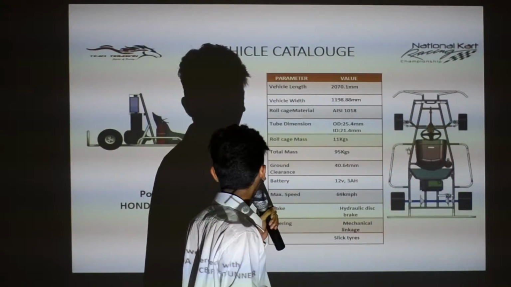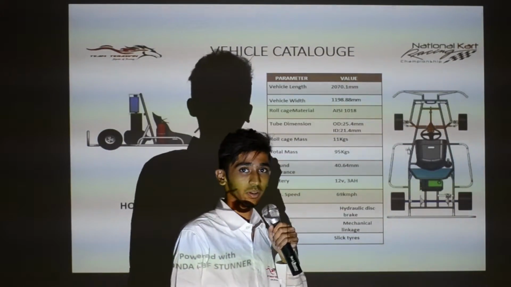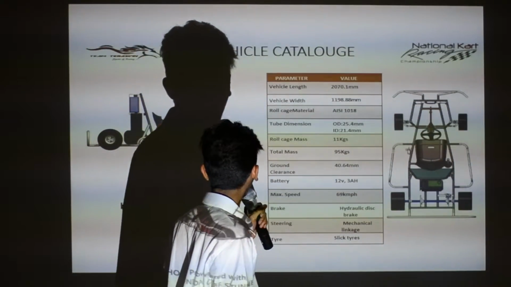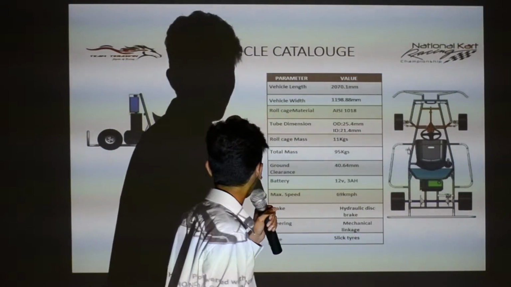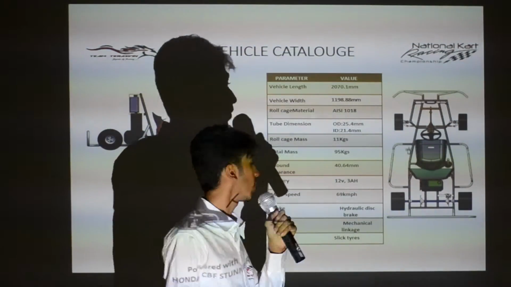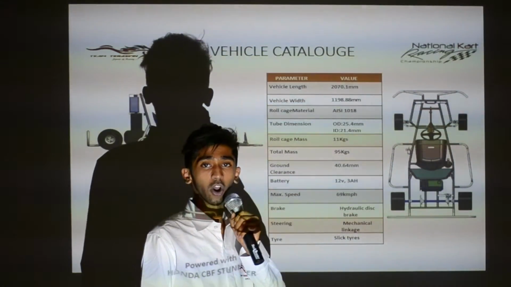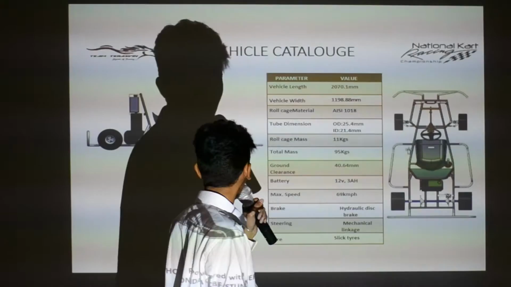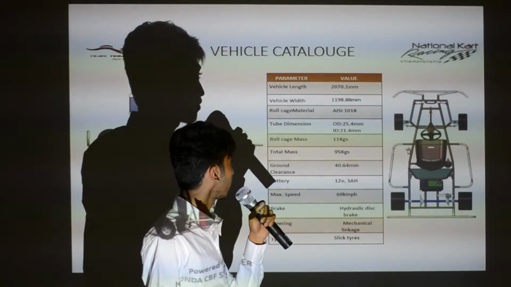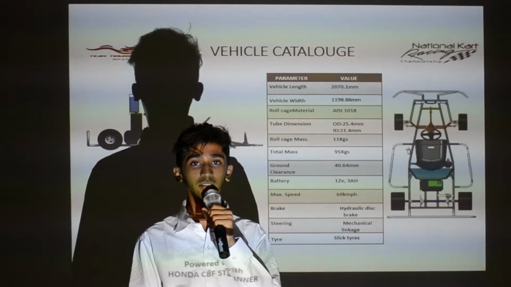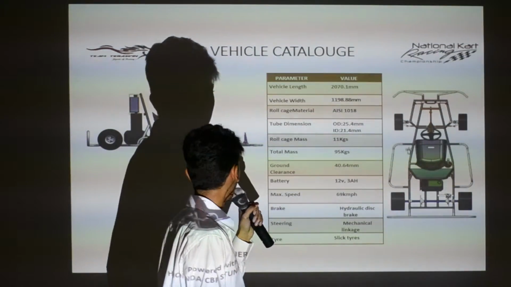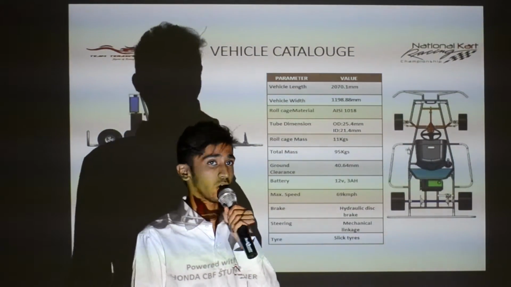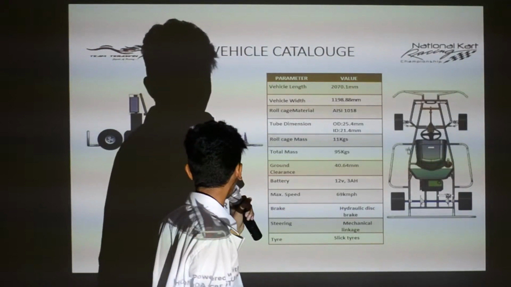Here's the CAD modeling of a vehicle. By design specification and analysis report, we have listed a few of our vehicle specifications. Firstly, vehicle length is 2070.1 mm, vehicle width is 1198.88 mm, which is calculated considering the autocross and skid pad tests in dynamic events. Next is the roll cage material, which is basically low carbon steel of AISI 1018 type. It is less in weight and strong, so we have used it in our vehicle.